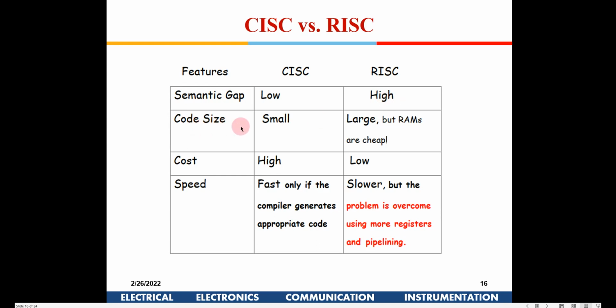The code size is very small here, because complex instructions it can have. Here you will find it is very large. The code size is large, but RAMs are cheap, so if you have a huge RAM, that doesn't become an issue. The cost is high here, the cost is low there, because of these complex instructions.